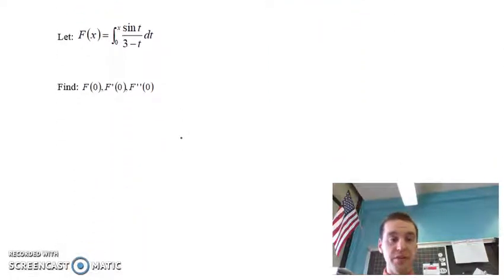So I'm going to have you guys try this. Find f of 0, that should be very simple. Find f prime of 0, simple again. Find f double prime, you are going to have to use quotient rule. So take a minute and try that.